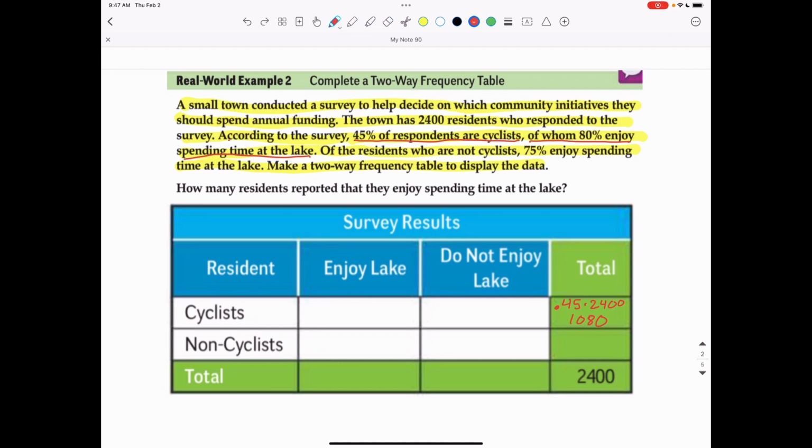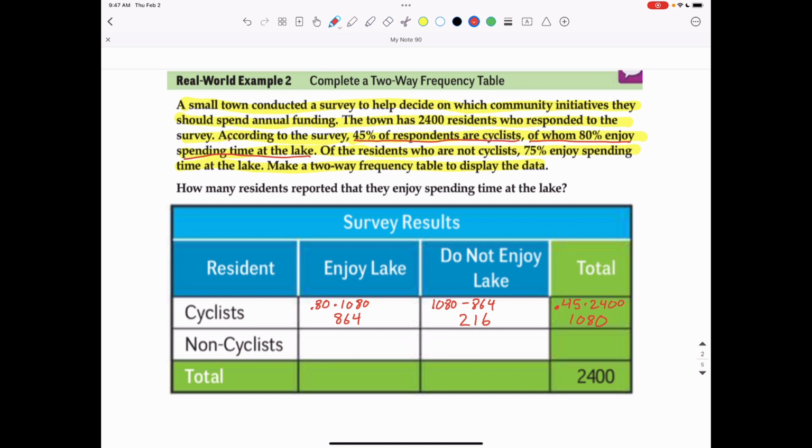So 80% of the cyclist respondents enjoy time at the lake. So we're going to take 80% times the total number of cyclists, which was 1,080. So 80% or 0.80 times 1,080 would give you 864 cyclists who enjoy the lake. Now, since we know how many cyclists enjoyed the lake is 864, and we know the total number of cyclists is 1,080, we can figure out the cyclists that do not enjoy the lake by subtracting. Take 1,080 minus 864, and we would get 216 cyclists do not enjoy the lake.